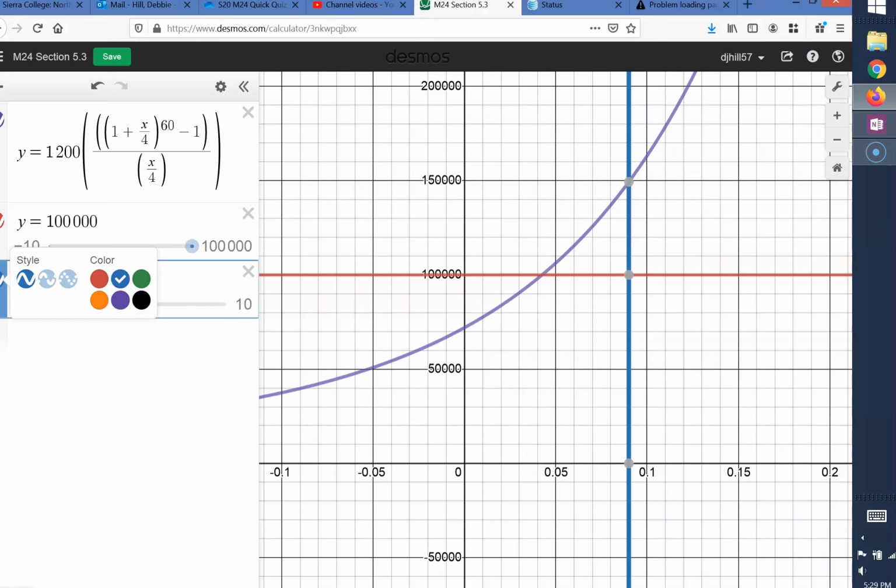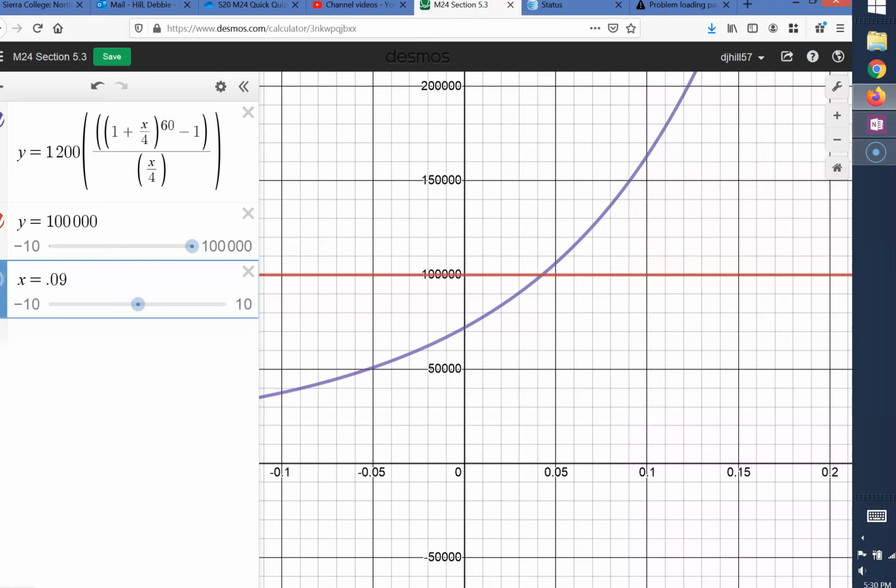That's x equals 0.09. Look at how the boxes are 0.01, 0.02, 0.03, and so on. So at x equals 0.09, it hits the graph, the purple line, at 149,340. So if your interest rate was 9%, so a decimal of 0.09, then your total accumulated amount would be 149,000.